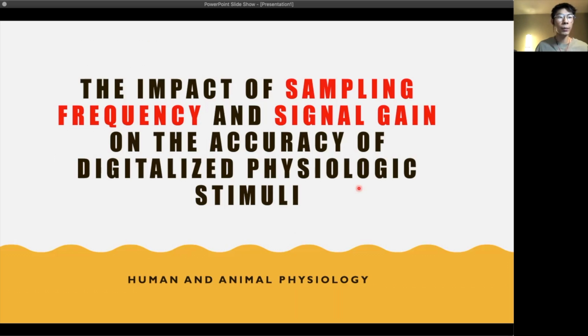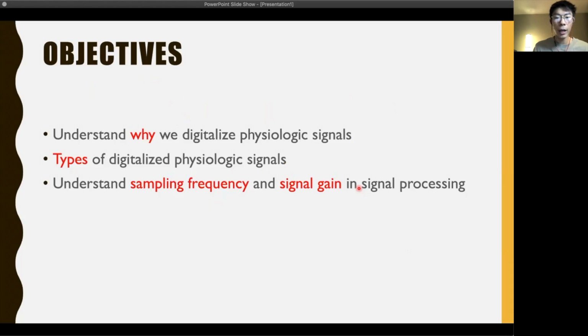Hi guys, today I'm going to be talking to you about the impact of sampling frequency and signal gain on the accuracy of data when digitalizing physiologic stimuli. The main objectives include understanding why we digitalize physiologic signals, types of digitalized signals, and finally to understand sampling frequency and signal gain in signal processing.